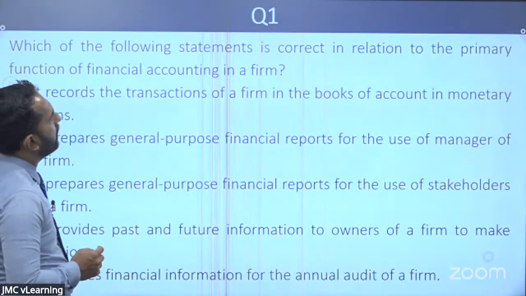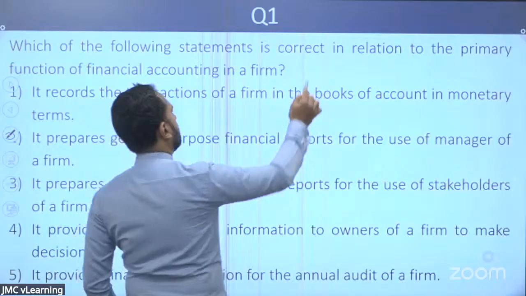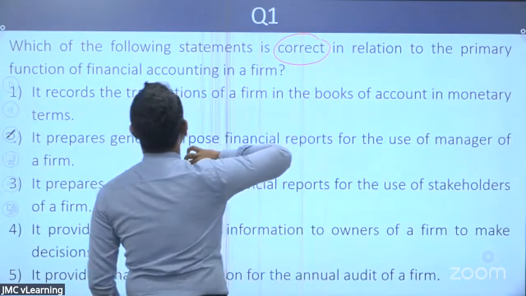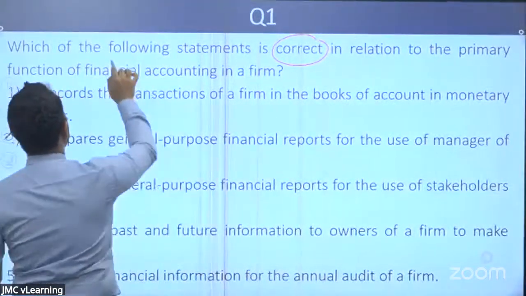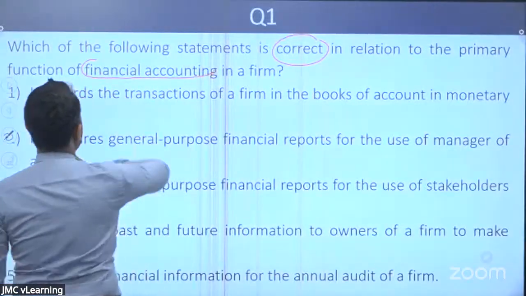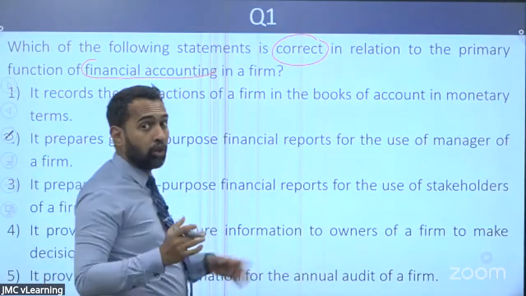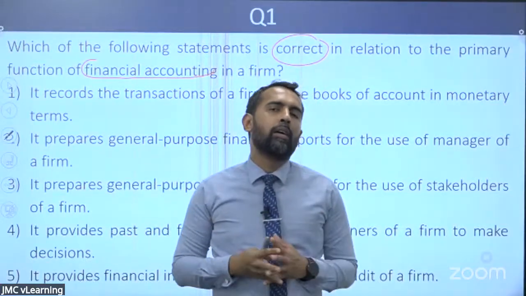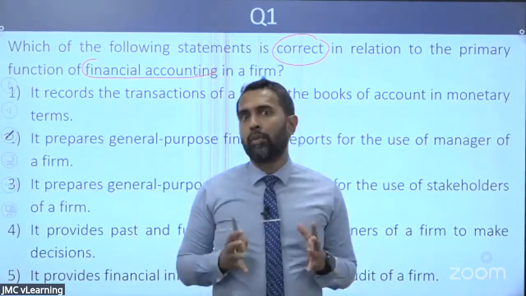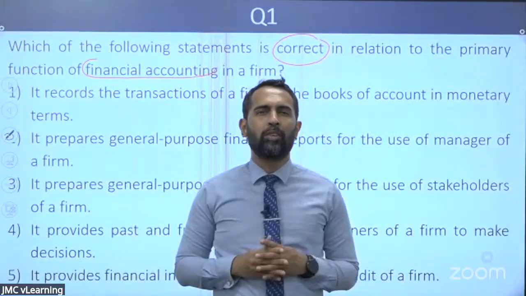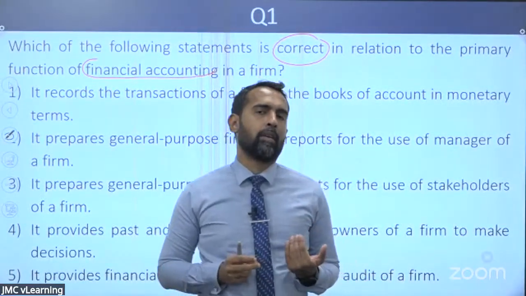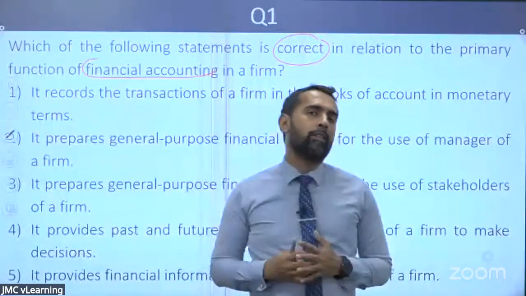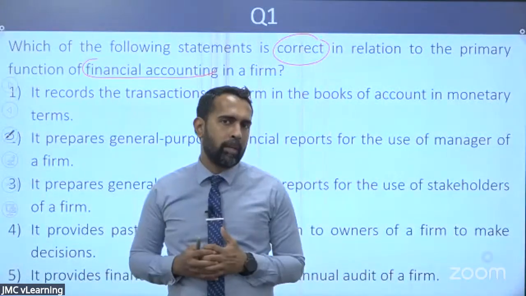Which of the following statements is correct in relation to the primary function of financial accounting? You'll know that in financial accounting, your primary function is to provide financial information to the stakeholders of a business. And why are we providing this information? So that they can take economic decisions.